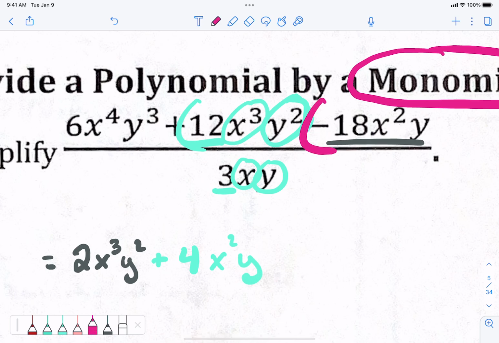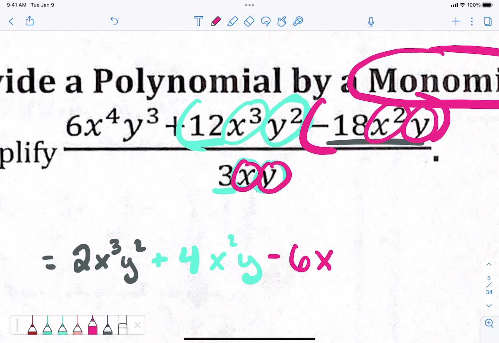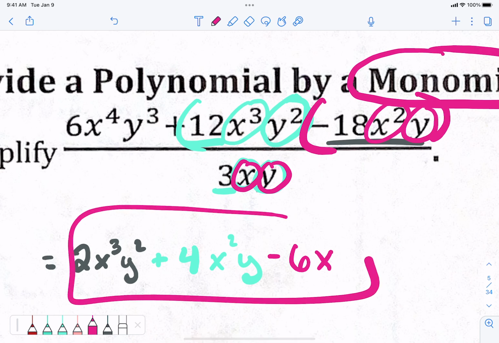Now we're ready for the 3rd piece. 3rd chunk. Negative 18 divided by 3. Negative 6. What's x squared divided by x? X. What's y divided by y? No y. Nothing. So that's it. Okay? That's when you're dividing by a monomial. You don't actually have to do the process that we did up above, right? You don't have to do the long division. It's basically like the process of pulling stuff out, right? Okay? Good? Happy with that?